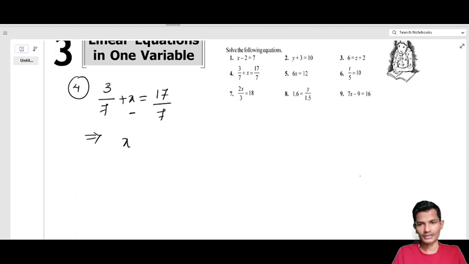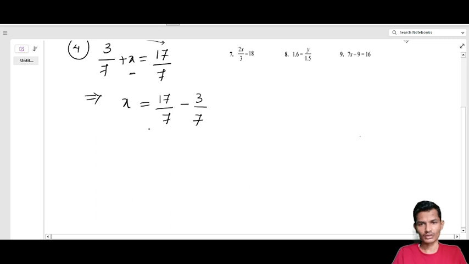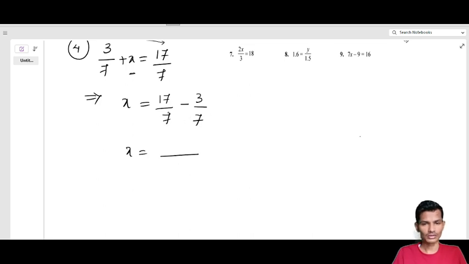Then send this 3 by 7, which has a positive sign, to the other side of the equals sign. So x equals 17 by 7, and 3 by 7 will become minus 3 by 7. So x equals, we need to find the LCM of these two. Here both values have the same denominator, 7, so I am going to write 7 only.